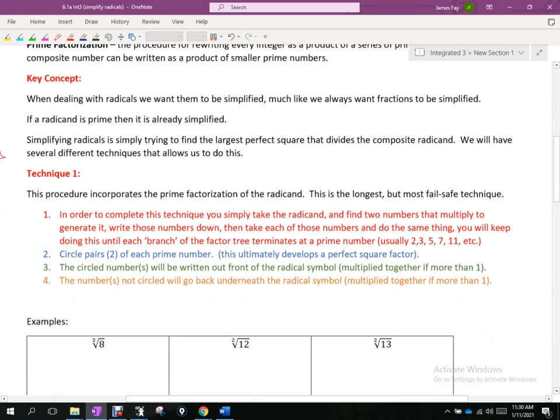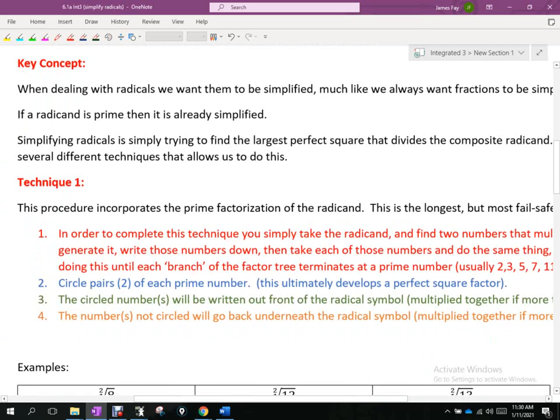Okay? So when dealing with radicals, we want them to be simplified, much like always. We want fractions to be simplified. It says if a radicand is prime, then it's already simplified. So if I ask you what's the square root of 7, because 7's prime, it's already simplified. If I ask you what's square root of 19, it's already simplified. Okay? Square root of 19, does that make sense? They're saying what's 1/2 simplified? Already 1/2, it's already simplified.